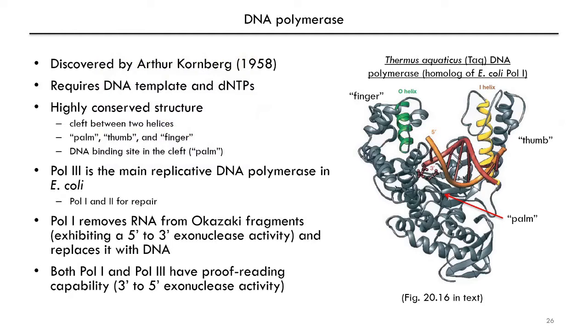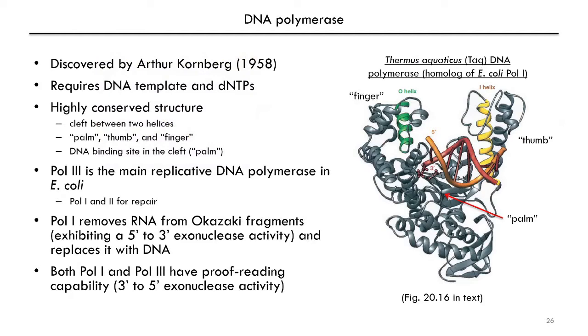We know that DNA polymerase III is the main replicative enzyme in E. coli, and that DNA polymerase I and II are involved in DNA repair. Remember also that DNA polymerase I plays a key role to remove the RNA from Okazaki fragments, using its 5' to 3' exonuclease activity to digest the RNA before replacing it with DNA.